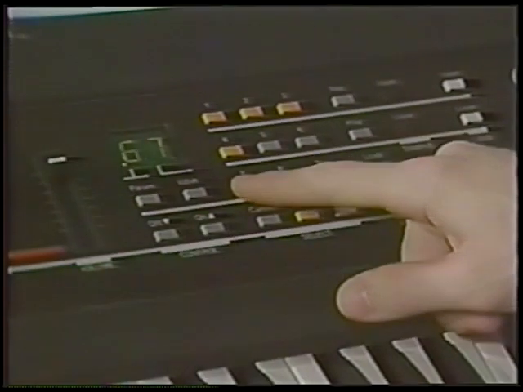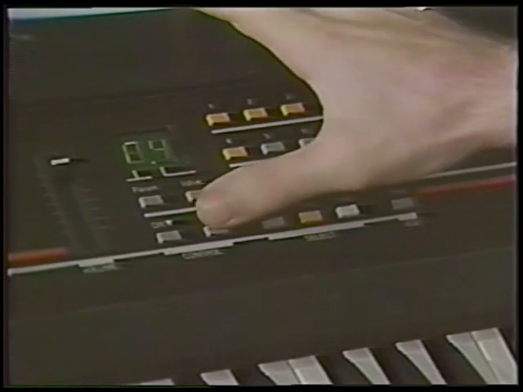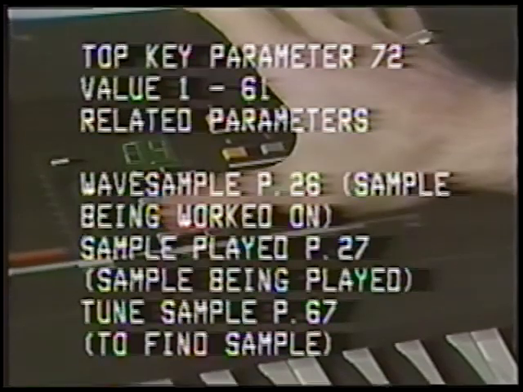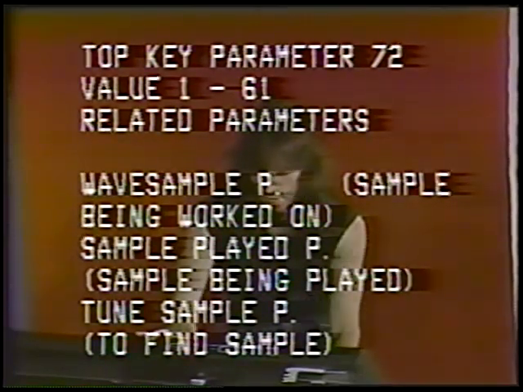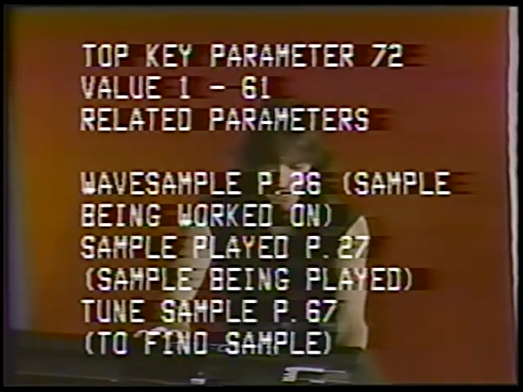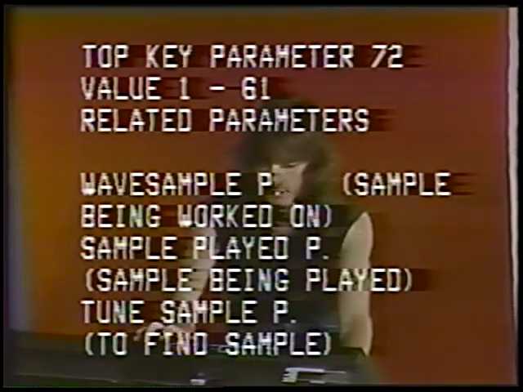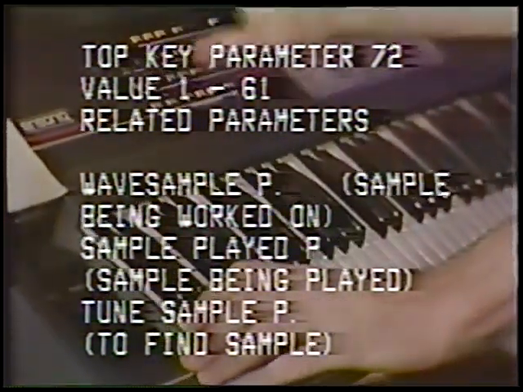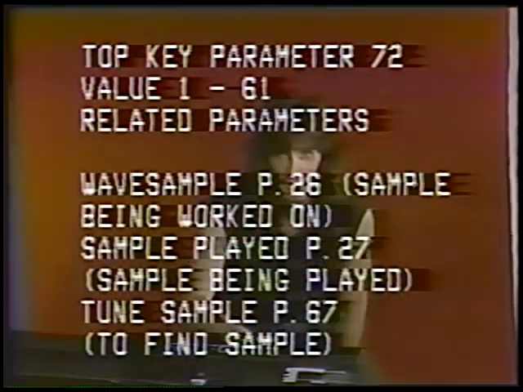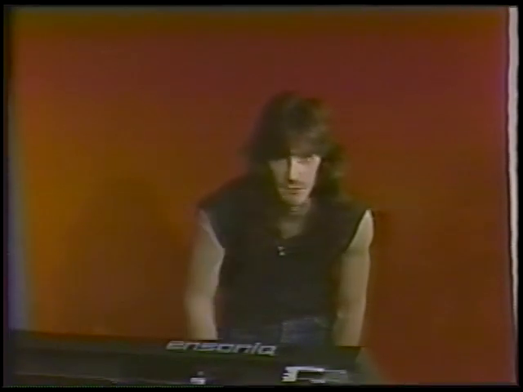To find out where it is on the keyboard, go to 67, which is your octave changes. We'll change the octave. So now we know we're playing with that sample. So now we can do anything we want to that sample. Now I'm going to load a multi-sampled diskette to show you all the different wave samples. So we'll do that in a moment.